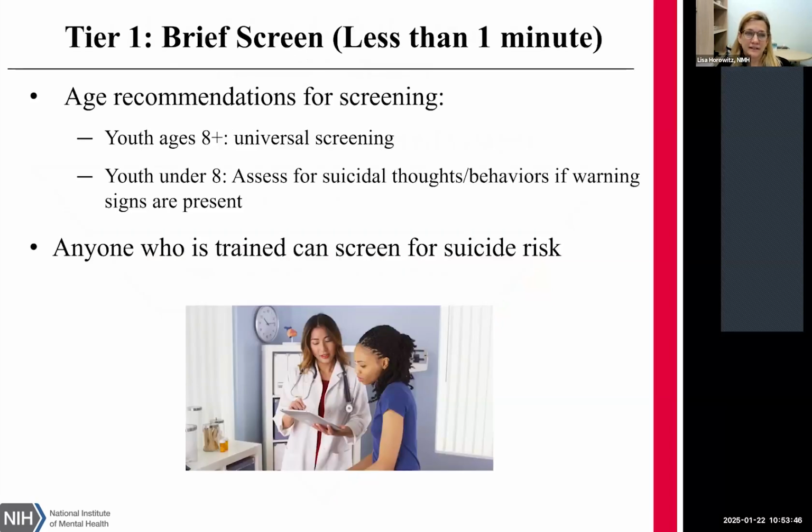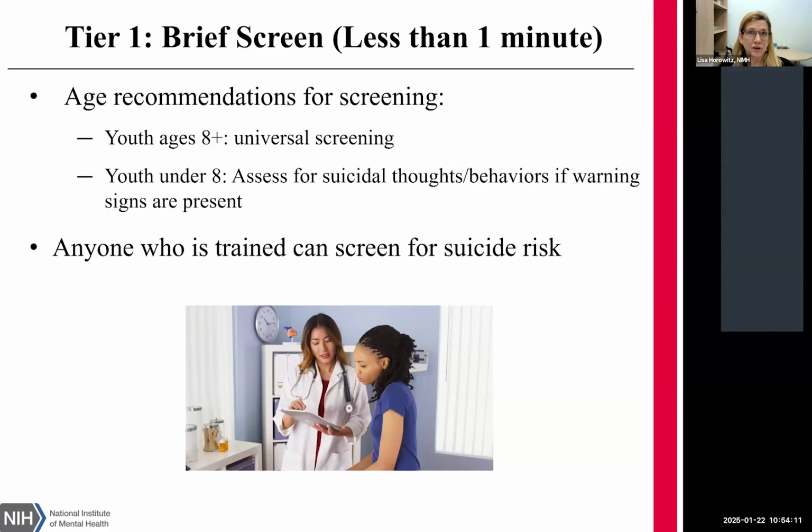So again, in the IHS system, we're going to screen kids 8 and over. And then sometimes people will say to me, well, what do we do for the kids that are under 8? What if they come in talking about suicide? And unfortunately, and very sadly, there are children under the age of 8 that think about suicide and even attempt suicide. It's rarer, but it happens.